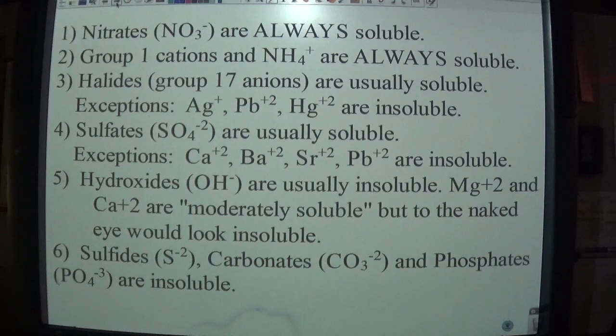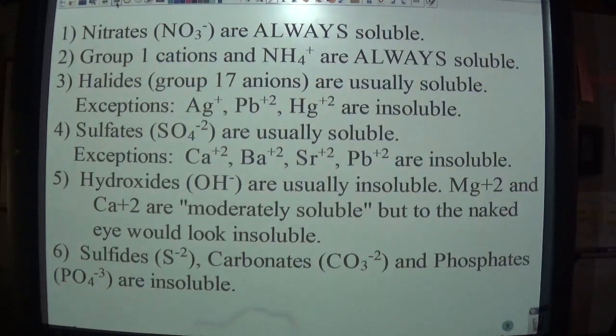Rule number 4 is the sulfates are usually soluble. And again, that would be any solution that has sulfate with a few exceptions. Calcium sulfate, barium sulfate, strontium sulfate, and lead 2 sulfate are also insoluble. You experienced this one in the lab last week.